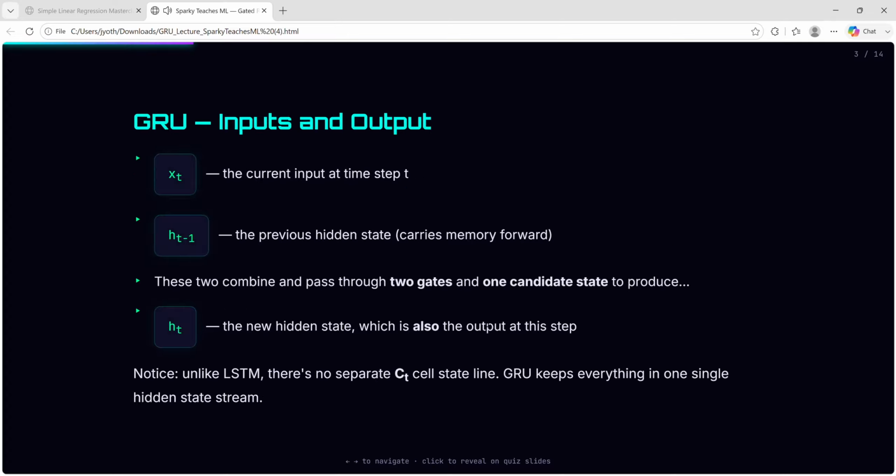Let's look at what goes in and what comes out. The inputs are xt, the current input at this time step, and ht-1, the previous hidden state, which carries memory forward. These two combine and pass through 2 gates and 1 candidate state, to produce ht, the new hidden state. And here's the key difference from LSTM: there is no separate cell state line. GRU keeps everything in a single hidden state stream. That's the whole simplification, in one sentence.